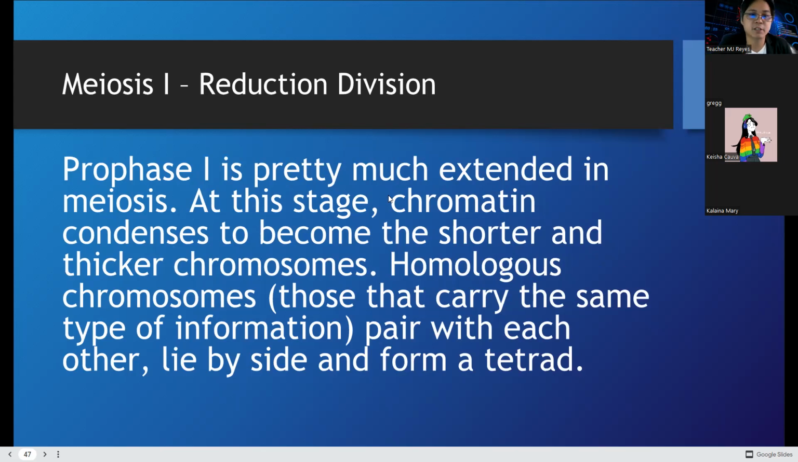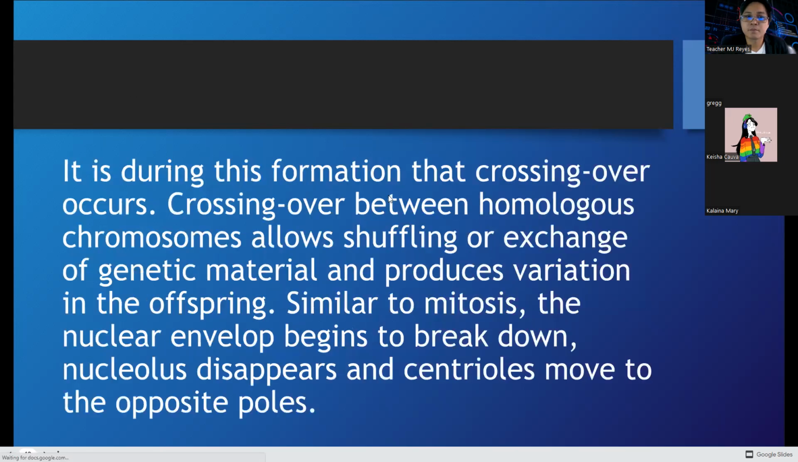At this stage, chromatin condenses to become shorter and thicker chromosomes. Homologous chromosomes, those that carry the same type of information, pair with each other, lie side by side to form tetrads. Tetrads means tetra. Tetra means 3. It is during the formation of tetrads that crossing over happens. This is crossing over, by the way. So crossing over of genetic characteristics. This is the reason why we are actually diverse. We are actually what? More.